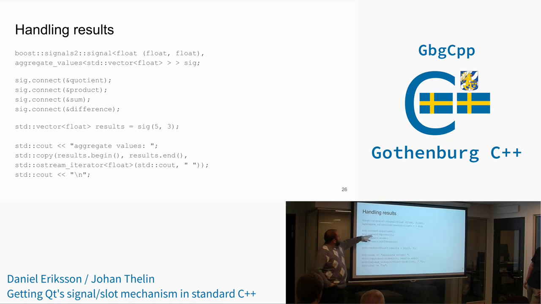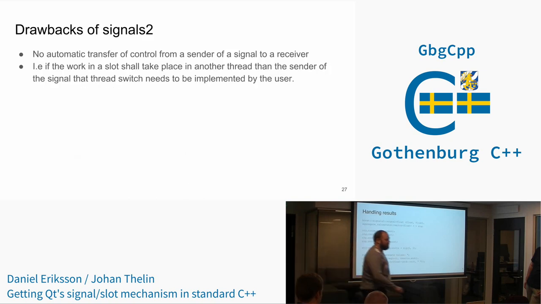In this example, we have two different subscribers, one that calculates the quotient and product, and one the sum and the difference, and all are connected to the same signal. We trigger the signal by just calling the signal, no emit or some other weird keyword. You just call the object like a functor and send the values. And this will copy the results out to the ostream in this case through the aggregator object. So it could be useful maybe in tests or something like that, for example.